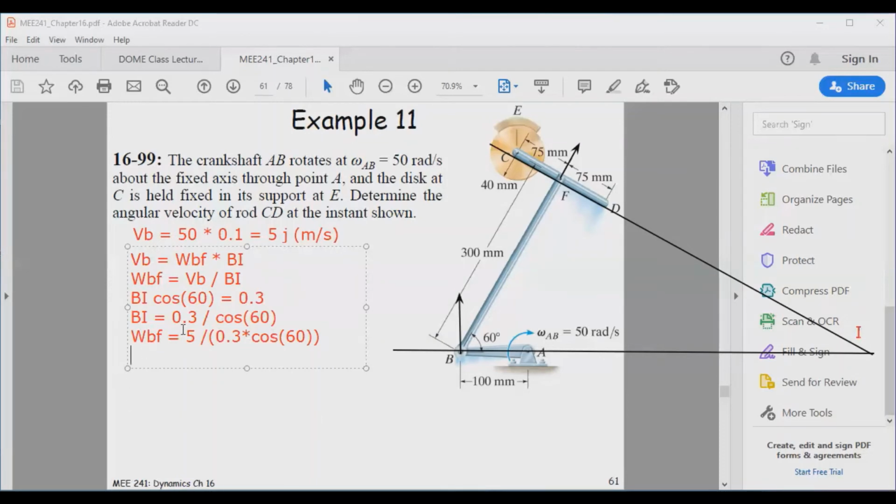So this is my omega BF. Now I need to find the velocity at point F. How can I find the velocity at point F? I know this is your rigid body, and that rigid body is rotating about this instantaneous center of rotation. So how can I find the velocity of point F? VF equals omega BF times Fi. Exactly, right? Omega BF multiplied by Fi. And I know omega BF, and I still need to know Fi.